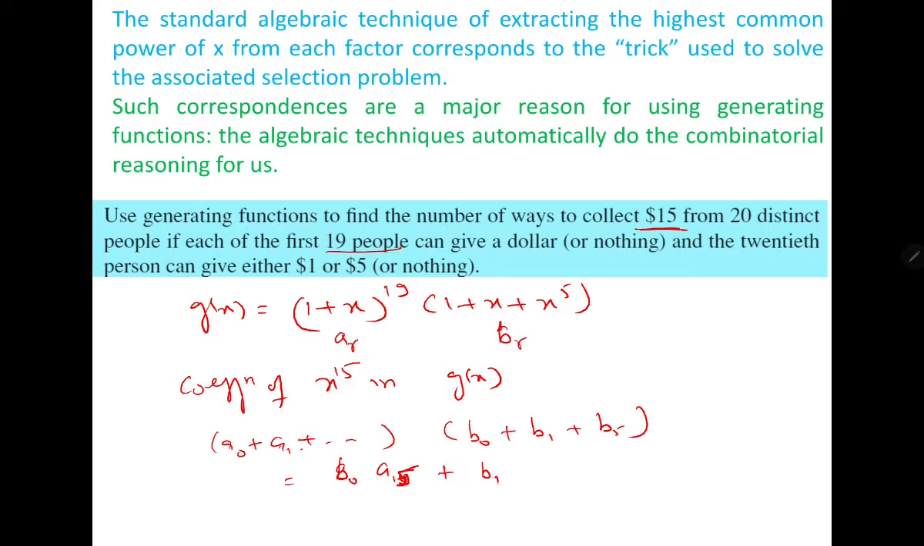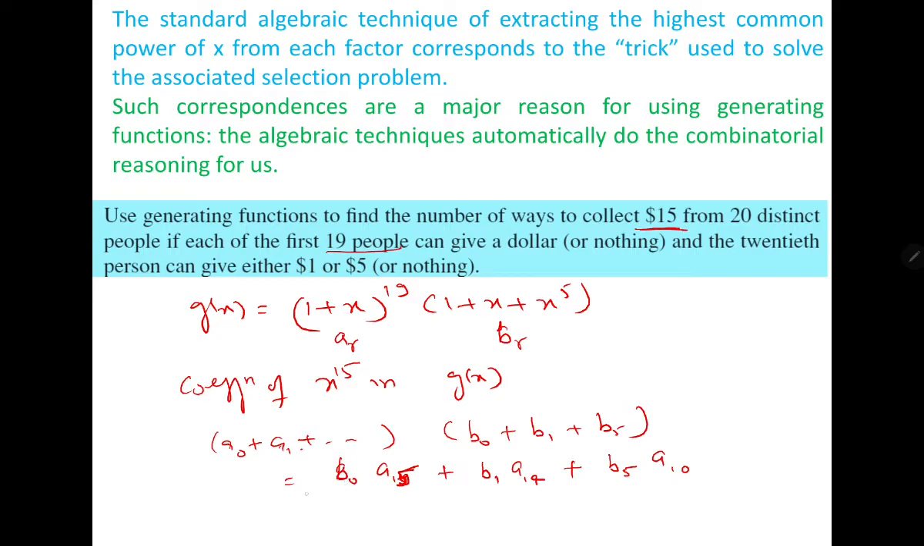Then if I choose b1, then from there I need the coefficient of x raised to the power 14, because b1 is the coefficient of x raised to the power 1. In total it gives you the coefficient of x raised to the power 15. And if I choose b5, then I am looking for the coefficient of a10. Now the problem gets easy.